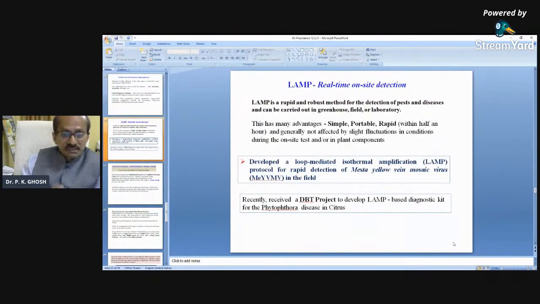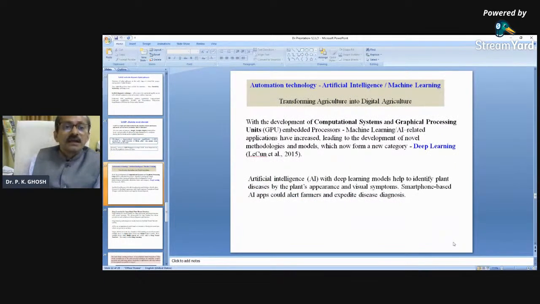Once we achieve this, there is another project we are working on. We have initiated work on developing a diagnostic kit for the Phytophthora disease in citrus. We understand that citrus Phytophthora disease is a serious disease. Can we develop a diagnostic kit for this? Now coming to automation technology. Yes, this will transform agriculture into digital agriculture, definitely.